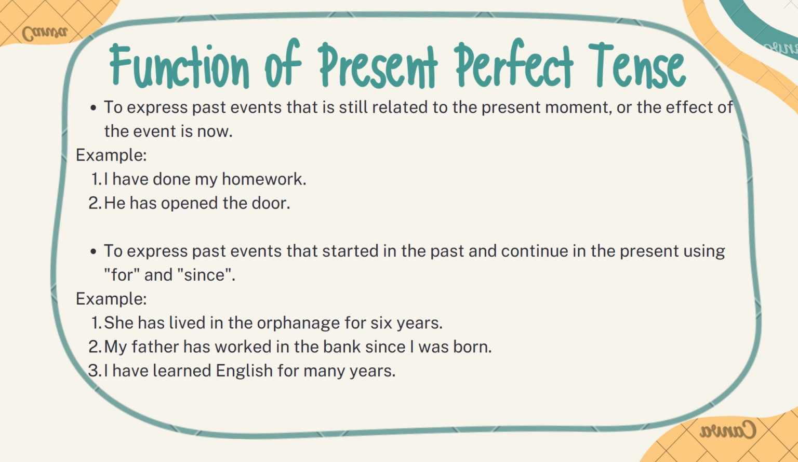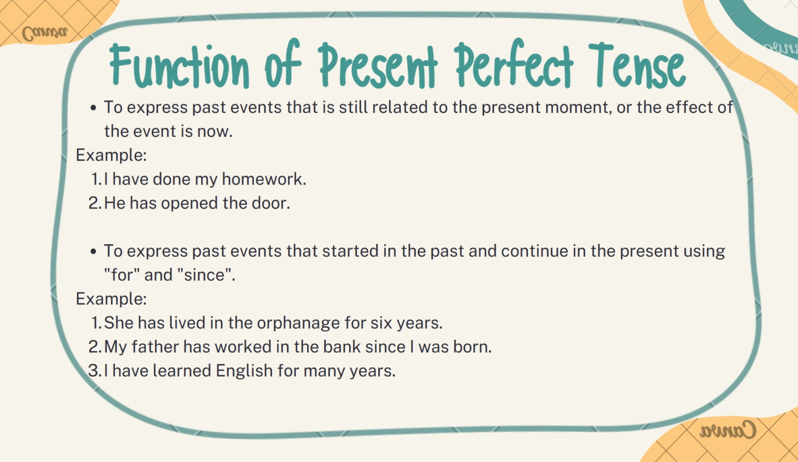Example number one, she has lived in the orphanage for 6 years. In this sentence, we can see the use of for in the present perfect tense. And example 2, my father has worked in the bank since I was born. This second example also has since. And the third example, I have learned English for many years. We can see the use of for in the sentence.